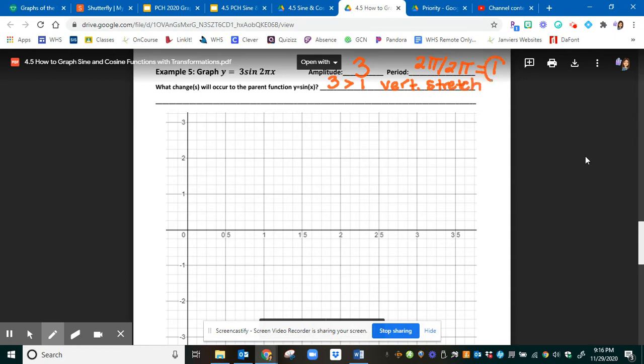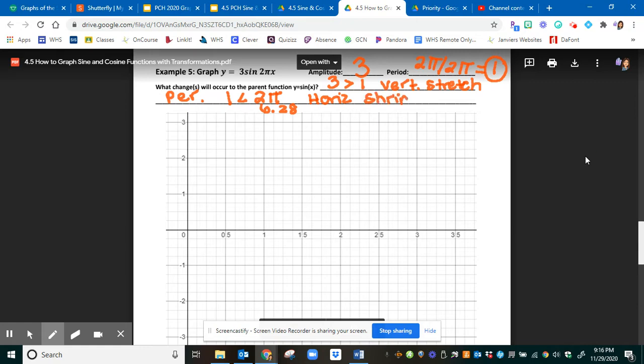Then our period is now 1. So usually we're comparing that to 2 pi, because the normal period of sine is 2 pi. So 1 is definitely less than 2 pi. Remember, pi is about 3.14, so 2 times 3.14 is about 6.28. So that's definitely less than. So we are talking about a horizontal shrink here. Okay, so we have two transformations going on.